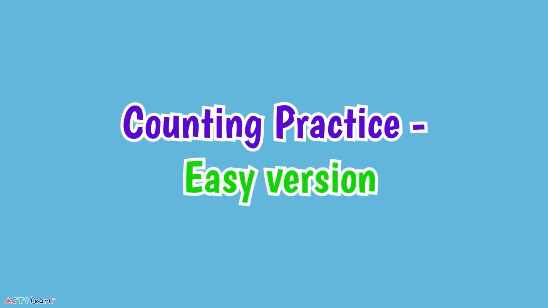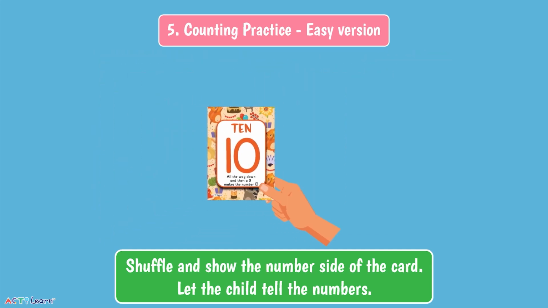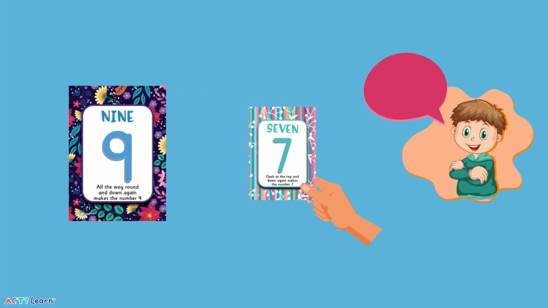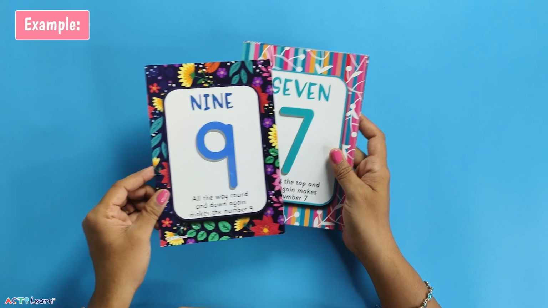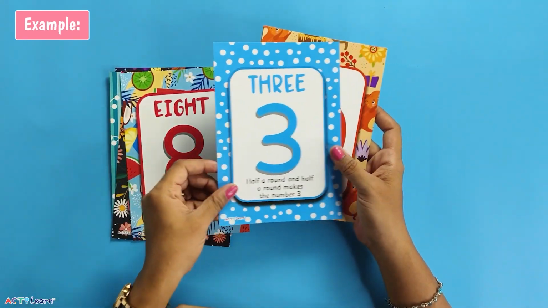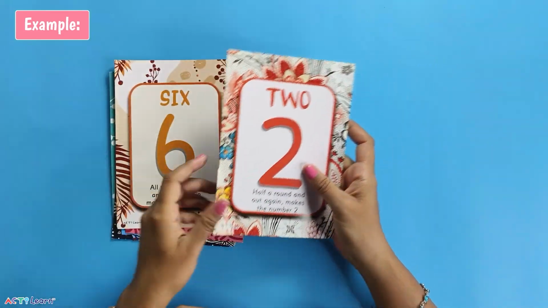Counting practice, easy version. Shuffle the cards with the number side facing up. Show the cards and let the child tell the numbers. You can increase the speed of showing the cards each time you play the game. 9, 7, 5, 8, 3, 10, 1, 4, 6, 2.